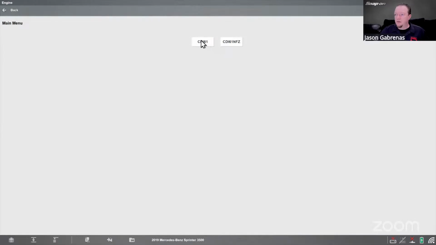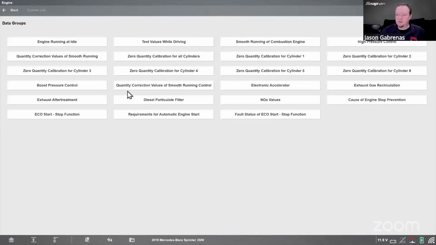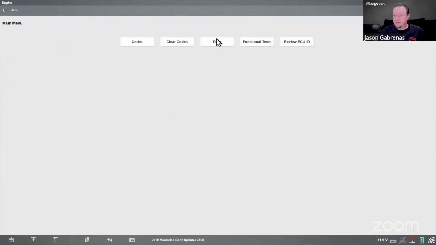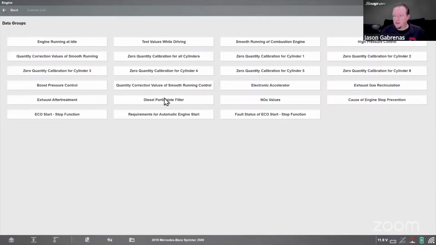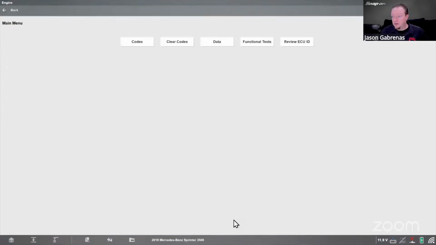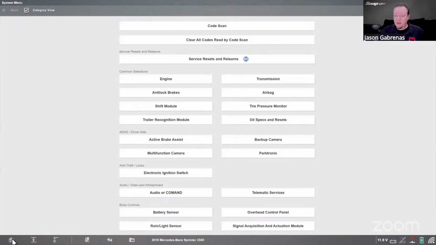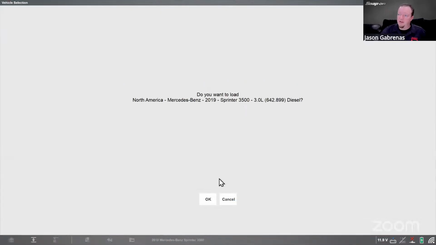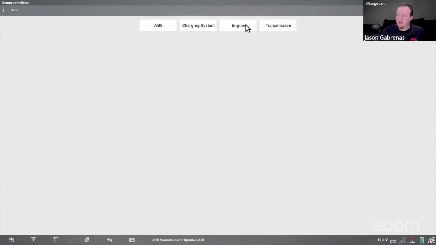And then, of course, well, let me go back to data too. So exhaust after treatment data, for example. Oh, that's a glitch of the simulator. DPF, not there either. All right, I'm just going to not go in there. But you'll be able to see it when you go in there on a real live car. And then also in here, if you have one of our tools, the guided component test, you're going to have some guided component test stuff in here as well.